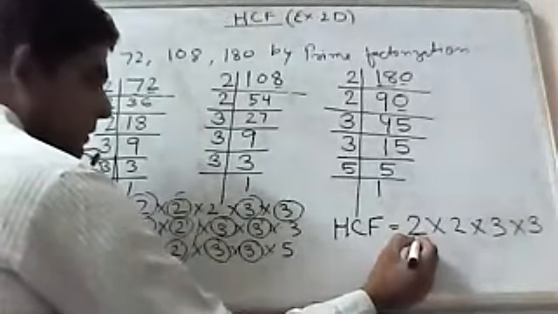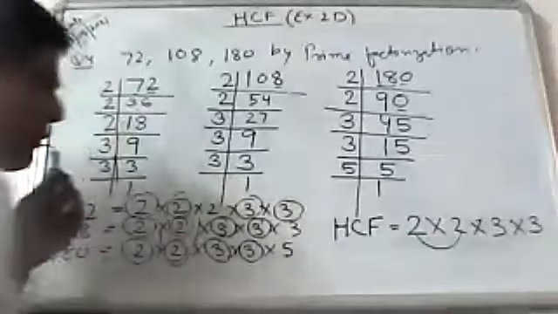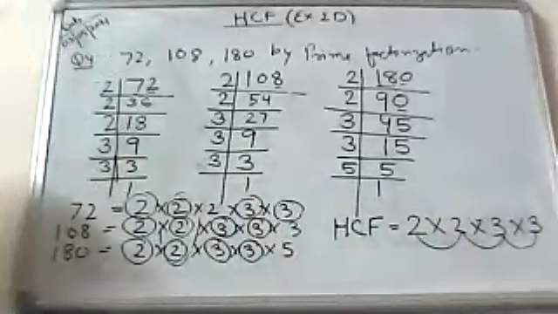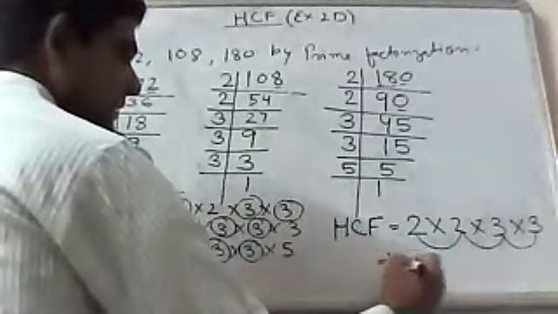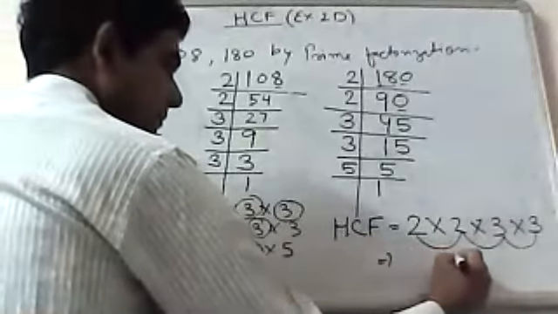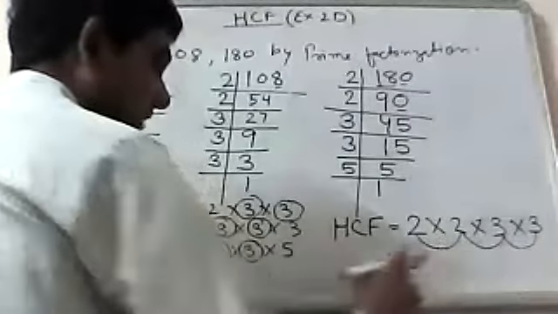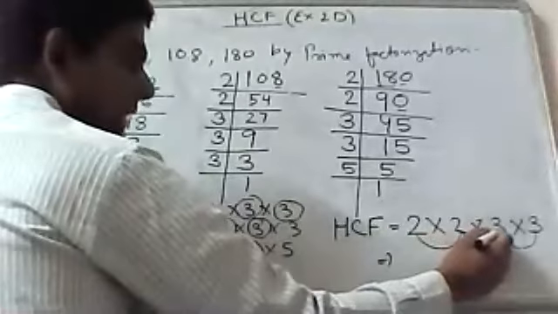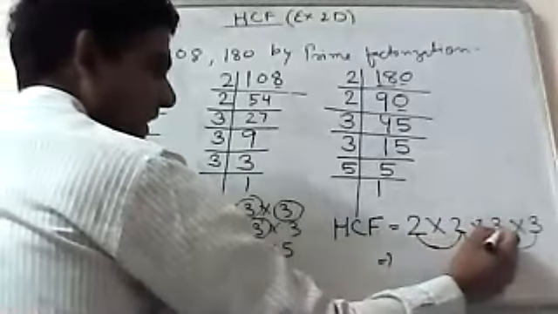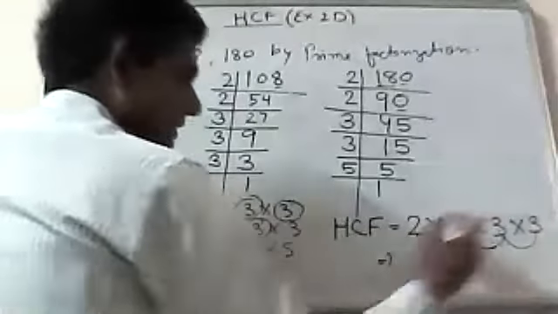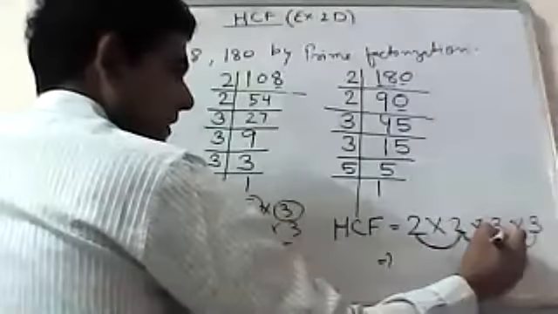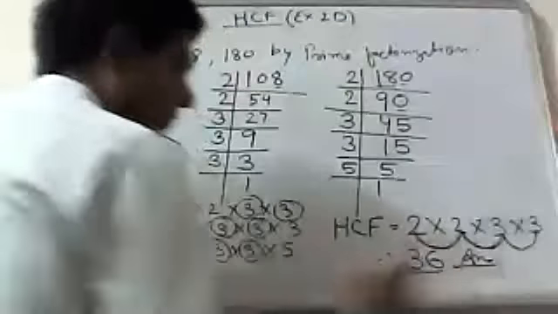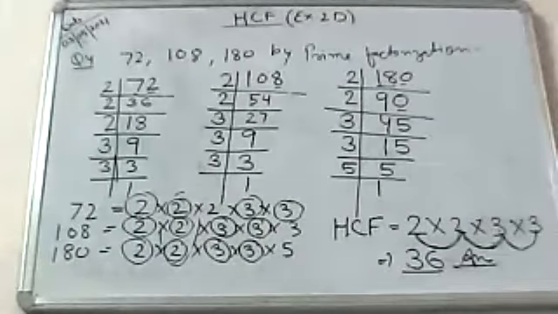Now come to the multiplication of these numbers. 2 2s are 4, 4 3s are, and 18 3s... Okay, what will be 18 3s? 36. Sir, 36. Yes, 18 3s, look at it. No, sir, 2 2s are 4, 4 3s are 12. 2 2s are 4, 4 3s are 12. Yes, not 36 yet. That's 12 3s are 36. 2 2s are 4, 4 3s are 12 and 12 3s are 36. Okay, so 36 will be the answer as the HCF, beta.